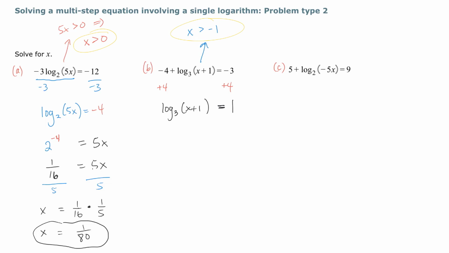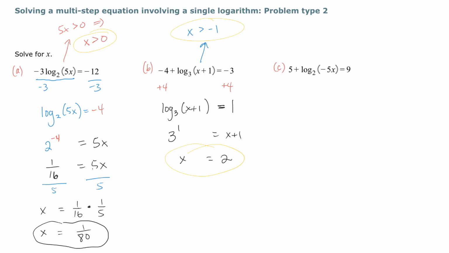Getting back to our equation. By definition of a logarithm, we know that 3 to the first power is equal to x plus 1. That means x has to be what? x has to be 2. Is 2 greater than -1? It is. So we could circle that.